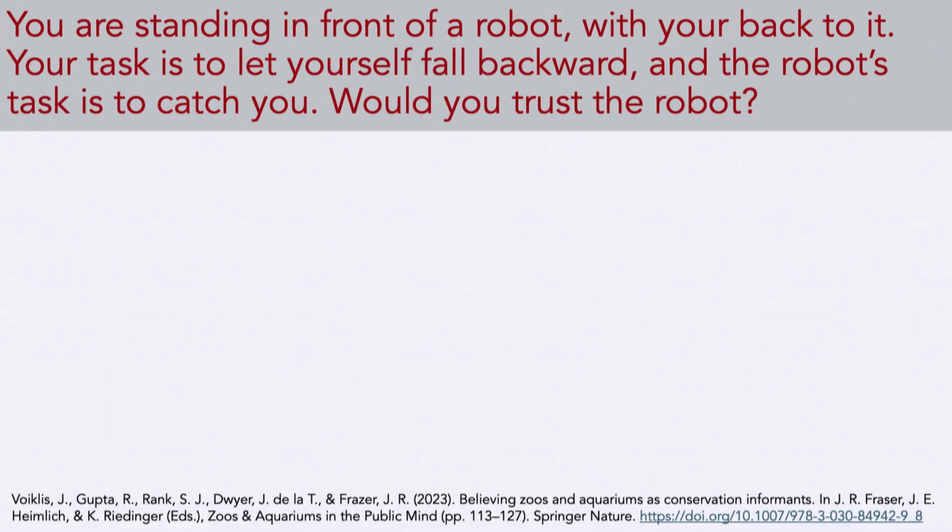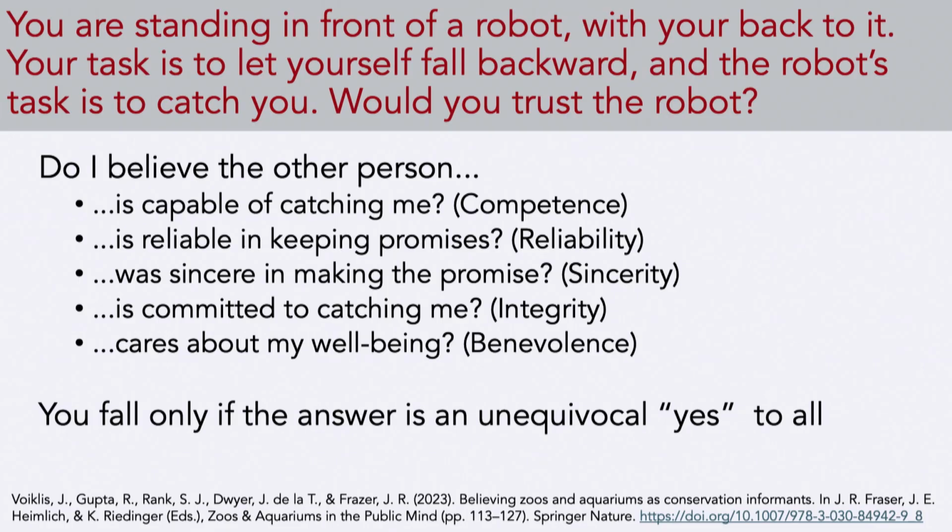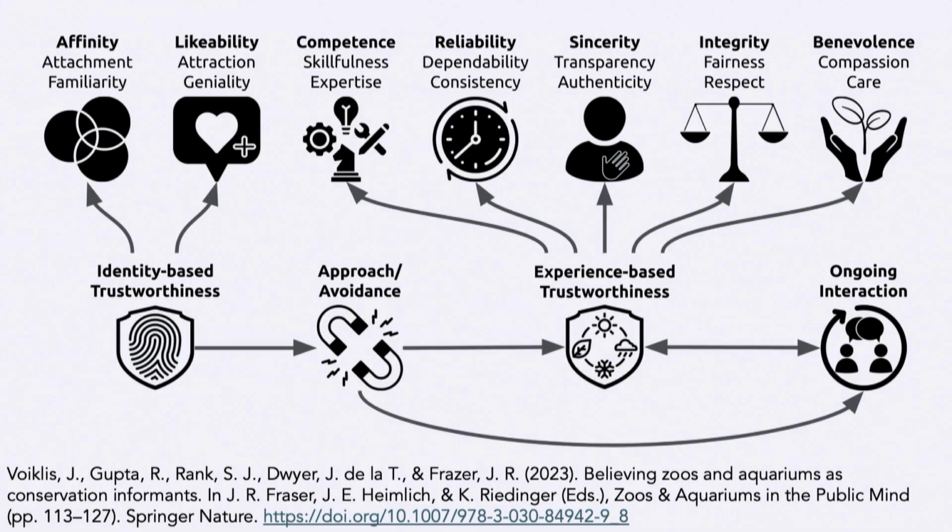Voigtlis et al. analyzed the trust fall between humans and asked this tantalizing question about whether you would fall if it were a robot rather than a human behind you. The human calculus is basically around issues of competence, reliability, sincerity, integrity, benevolence, and you fall only if you've answered yes to all of those questions. And they have this framework that encompasses this experience-based trustworthiness that we just talked about, these 5 factors, and also an identity-based trustworthiness, likability or affinity.